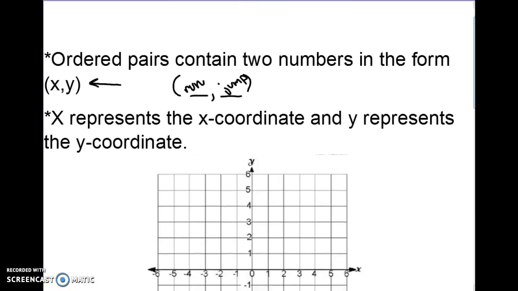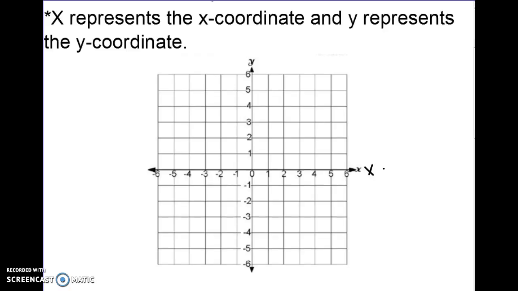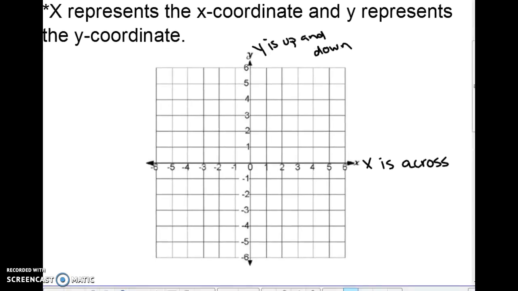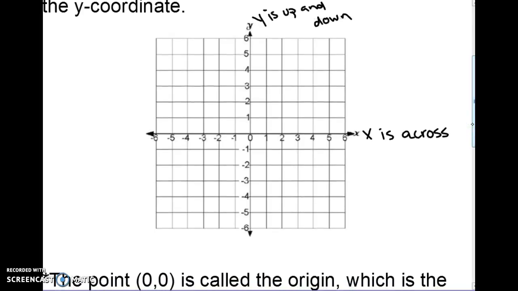When you're talking about points and labeling points, your x is always across, and your y is always up and down. When we're looking at grids, that's where you put ordered pairs. So in this case, we've got a grid listed here. The middle of that grid, so wherever you see 0, 0, that is called the origin.